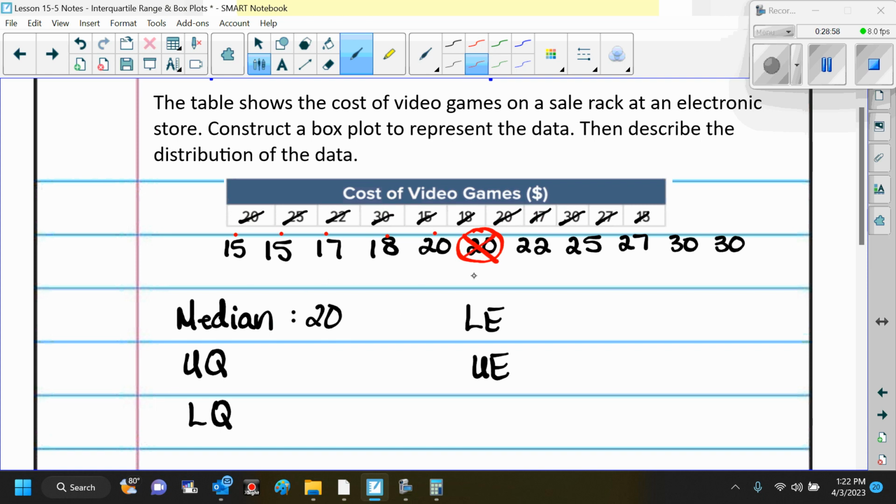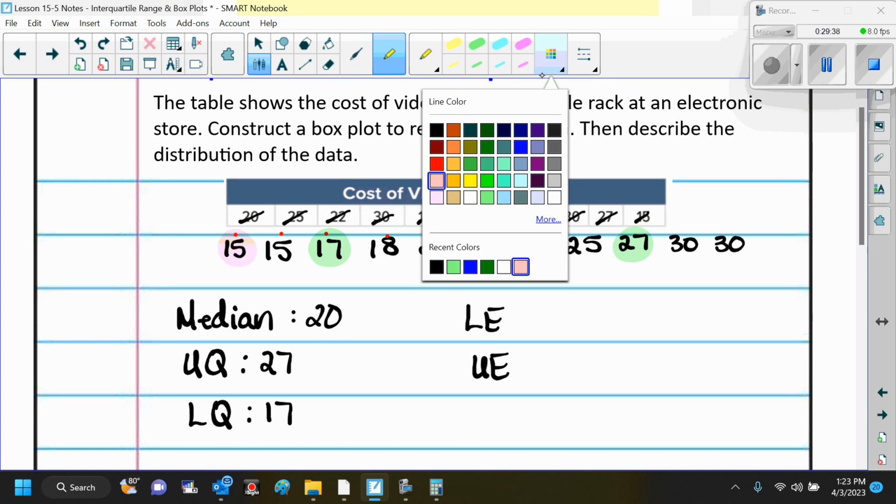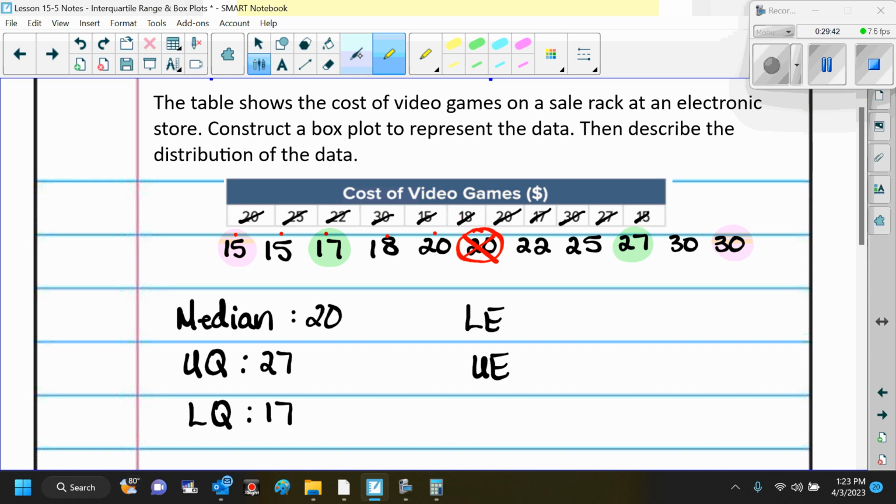So now we want to find the lower quartile and the upper quartile. So the lower quartile is the median of the lower half. So the median of the lower half is 17. And the upper quartile is the median of the upper half, 27. Okay? And now we want the extremes. The extremes are just the lowest number and the highest number. So that's going to be 15 and 30. So here we have a lower extreme, which is 15, and we have the upper extreme, which is 30.